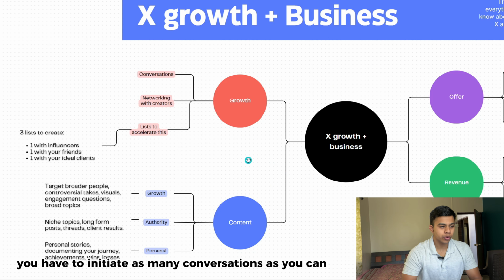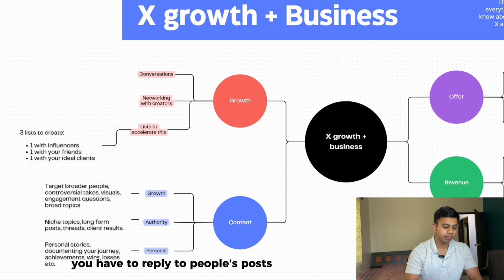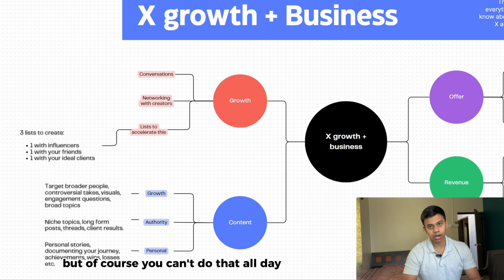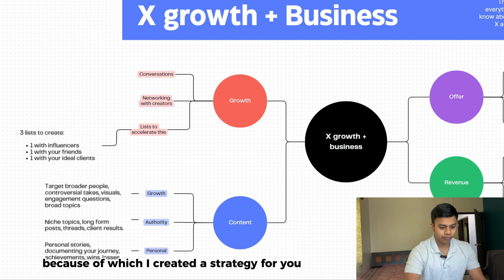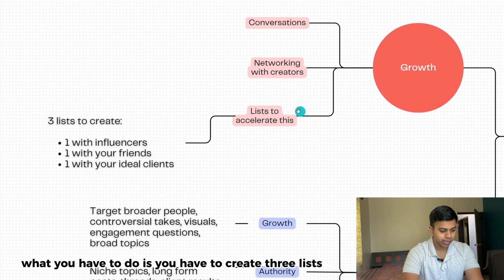So you have to initiate as many conversations as you can on a daily basis. You have to talk to people, reply to people's posts, comment on, let's say, influencers' accounts, but of course, you can't do that all day. Because of which, I created a strategy for you in the growth pillar. What you have to do is create 3 lists.